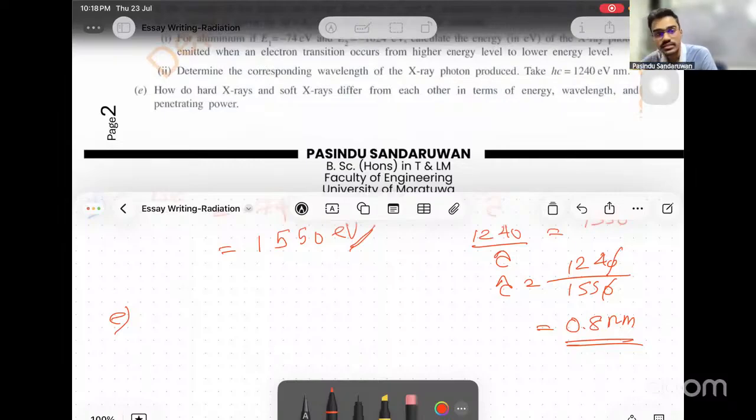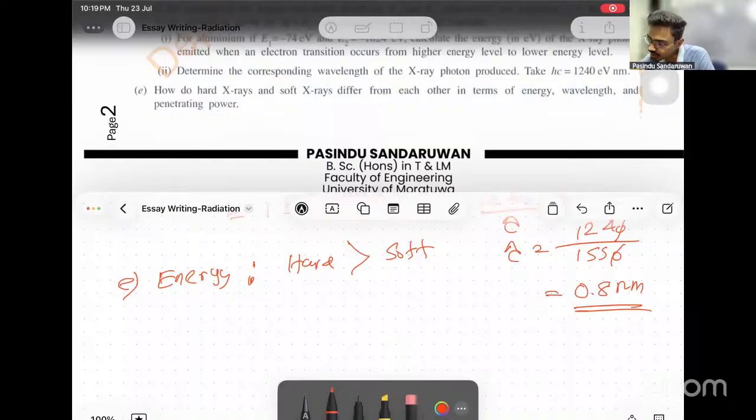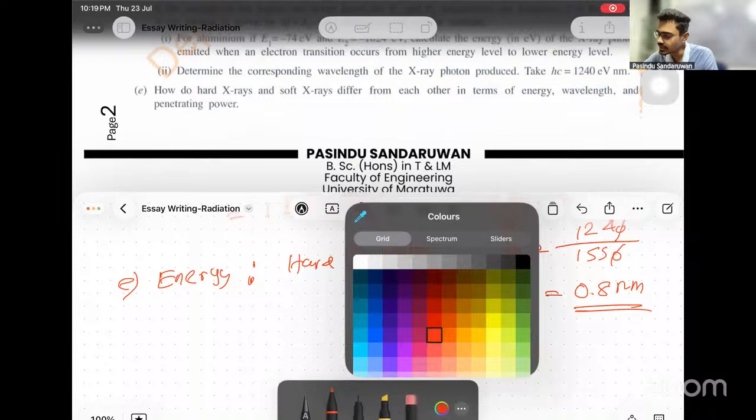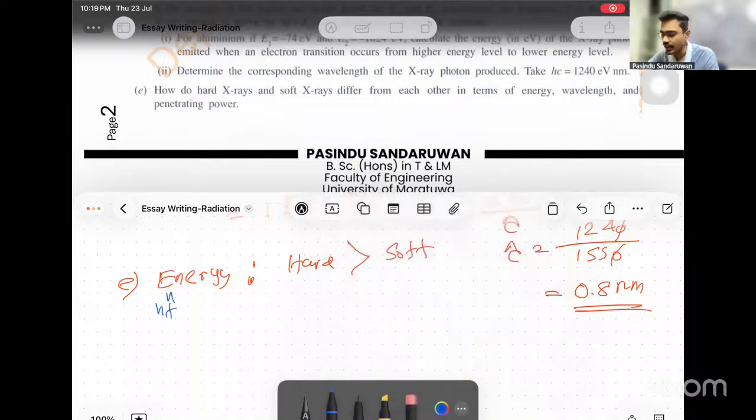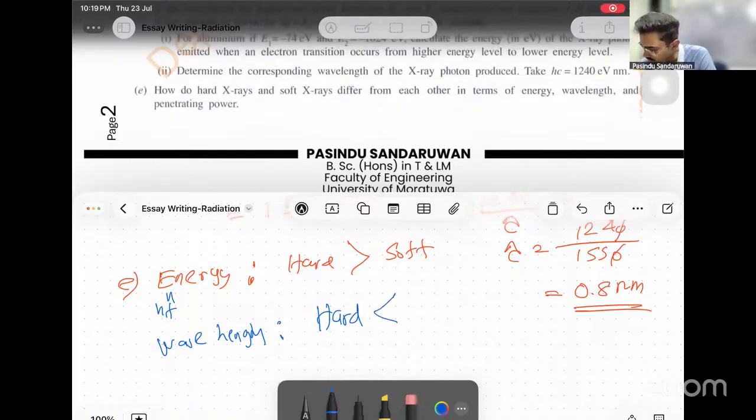About energy, what you need to say is that the energy of hard X-rays is higher compared to soft X-rays. Write it in words, as a sentence; I'm just giving you the idea. Then about wavelengths, we know energy equals hf. Higher energy means higher frequencies. Higher frequencies mean lesser wavelengths, because frequency and wavelength are always inverse. So about wavelengths, it is the opposite: hard has a shorter wavelength than soft.